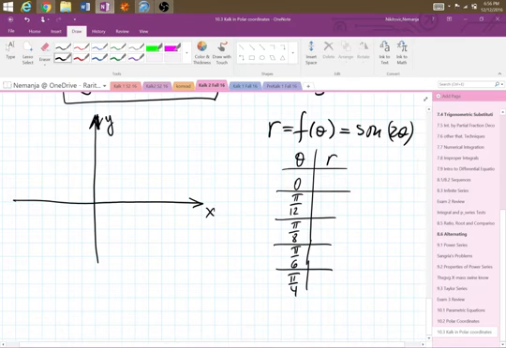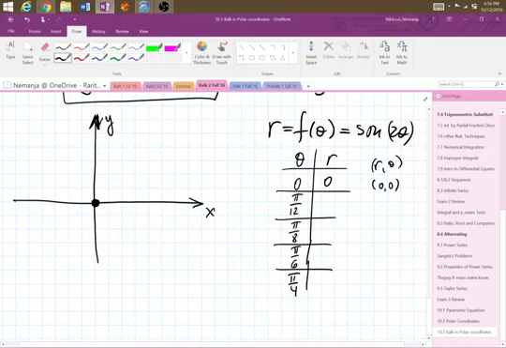Why am I picking these values? Because pi over 12 times 2 is pi over 6. If you pick pi over 6, then times 2 is going to be pi over 3, and you're skipping the whole piece of the picture. All right, so 0 plugged in returns 0. And I'm going to have r, theta here, 0, 0. So that's going to be the origin. We start there.